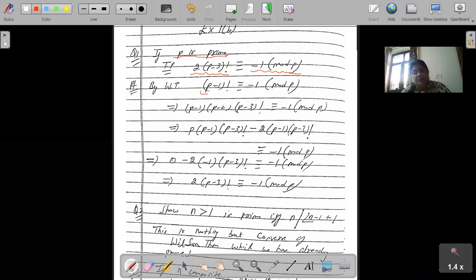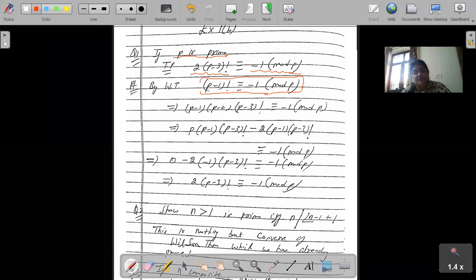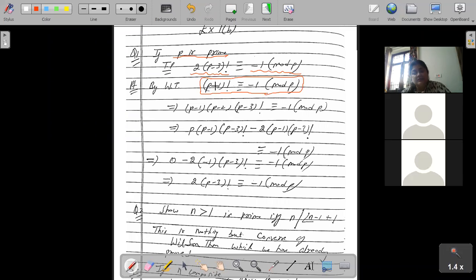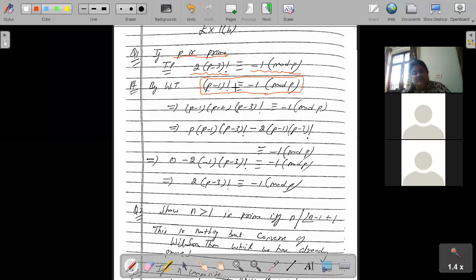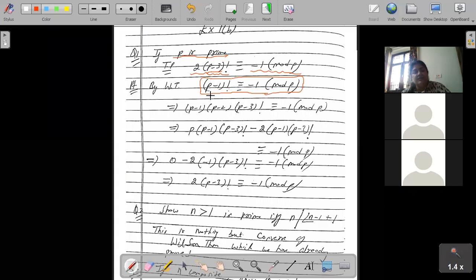So what does Wilson's theorem say, beta? (P minus 1) factorial is congruent to minus 1 mod P. Yes, Anshu. But we have to go to P minus 3. So you see, (P minus 1) factorial, how can we write it? P minus 1, P minus 2 and (P minus 3) factorial.